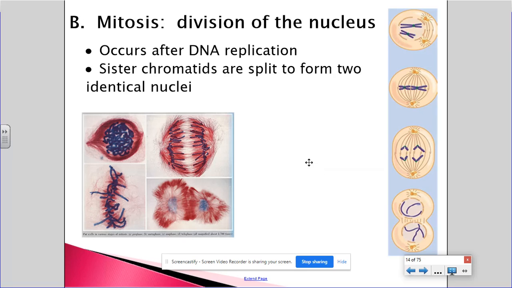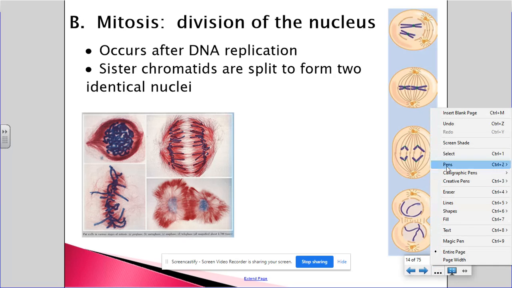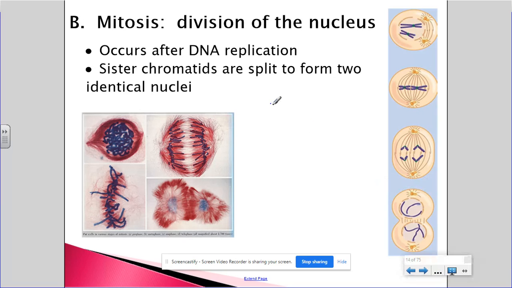Okay, so mitosis will definitely occur after DNA replication. If the DNA is not replicated for some reason, mitosis will not happen. The basic idea is that we're going to have sister chromatids that will be split to form two identical nuclei. As a short review, if we have a chromosome, we always draw it as an X. And what this X is showing is that we have two identical strands of DNA. Each part of this X is the same as the other one, and each part is called a sister chromatid, referring to the strands of DNA.